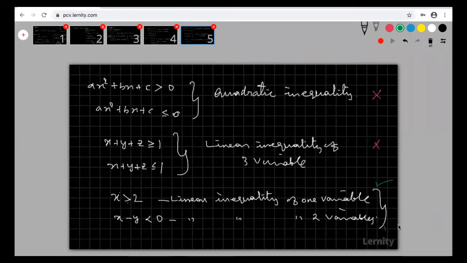We are going to discuss what is a linear inequality, what is a linear inequality of one variable and two variables, and how to solve this inequality, how to find the solution of this inequality. These two we are going to discuss. Are you clear? Do you understand? Okay, now come to that. What is the definition of inequality?